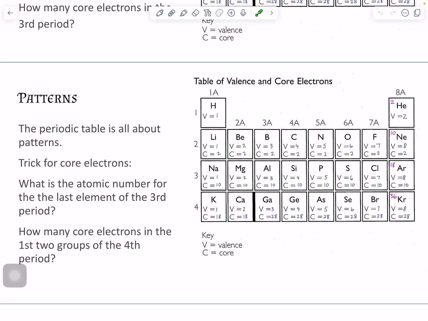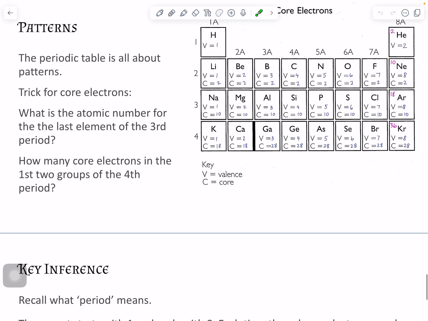And then we do have a change. So what is the atomic number for the last element of the third period? That is 18. And then how many core electrons in the first 2 groups of the fourth period? That's 18. So we've got this correspondence here, and then we already talked about why there's a change when we go from calcium to gallium.